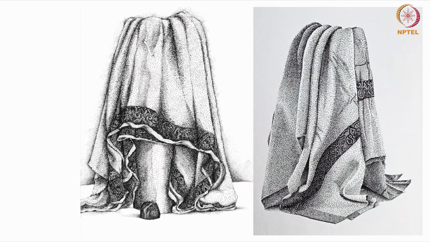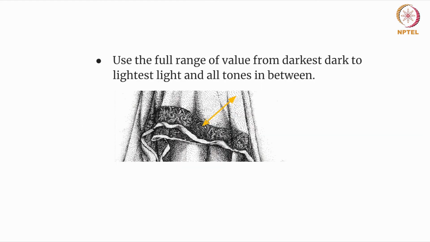A few things you must remember when using these techniques: you should use the full range of values from darkest dark to lightest light, and all tones in between. If you look at the stippling technique on the screen, this is the darkest part and this is the lightest, and the creator has created all the tones in between as well, just to give you an illusion of roundness, right?